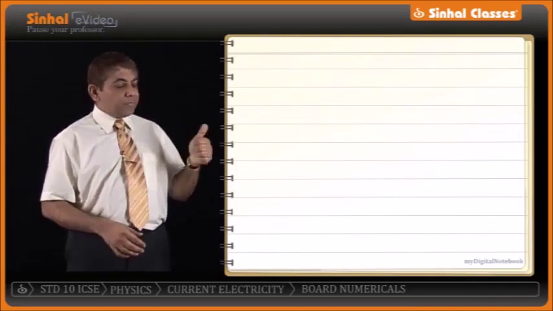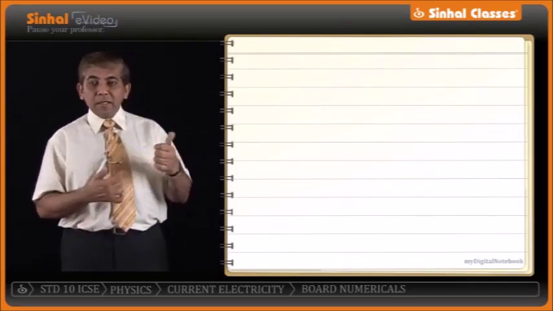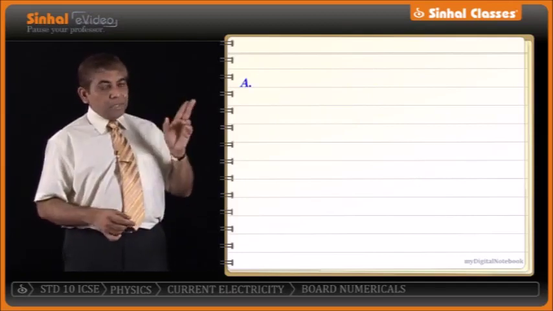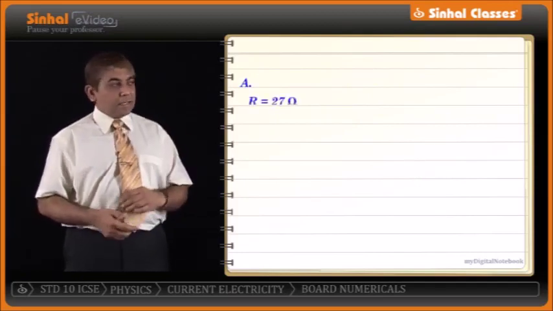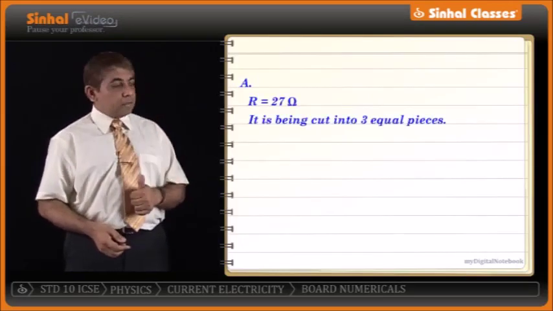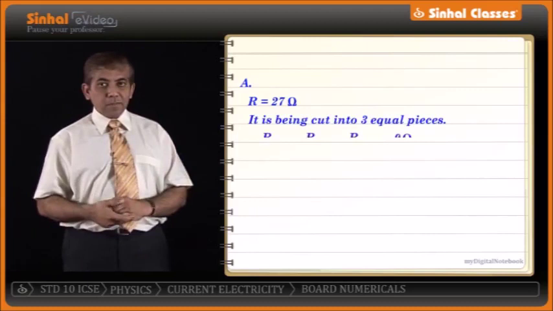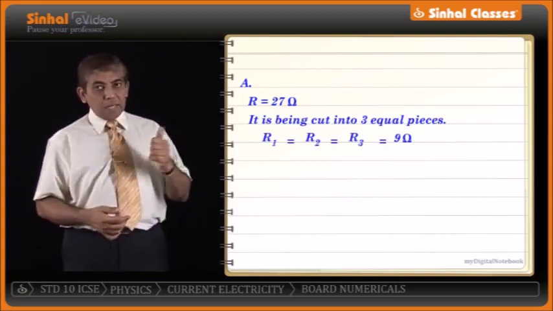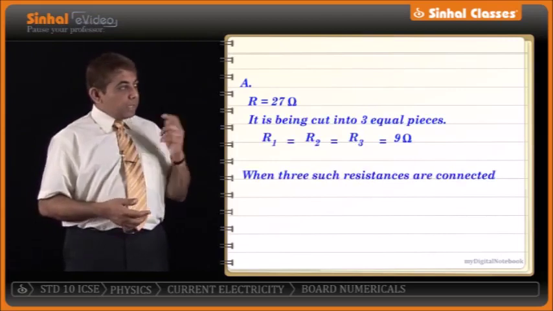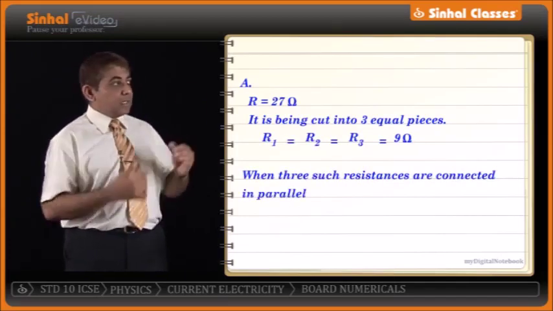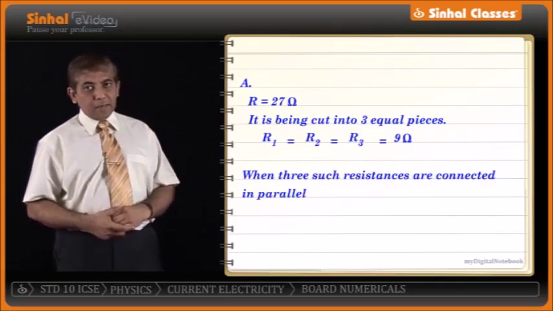Yes, definitely the resistance will be 1/3 the original resistance. Resistance of each part will be 1/3 of the original resistance. So resistance of each part will be 27 by 3, that is 9 ohms. So all these 3 resistances have 9 ohm as the resistance. We are connecting this 9 ohm resistance in parallel now. So we have 3 resistances of 9 ohm that are connected in parallel.